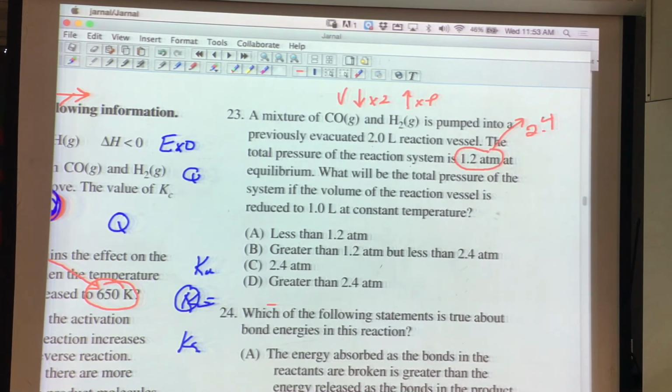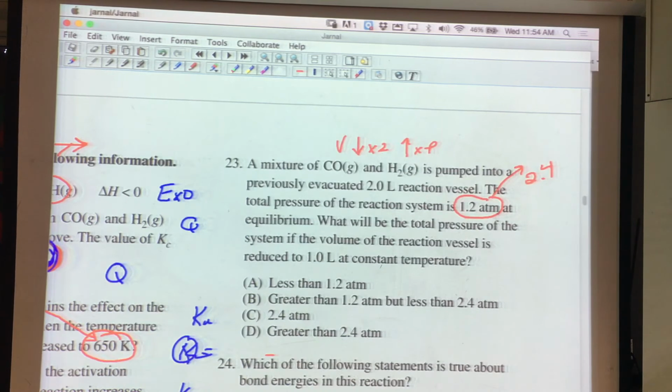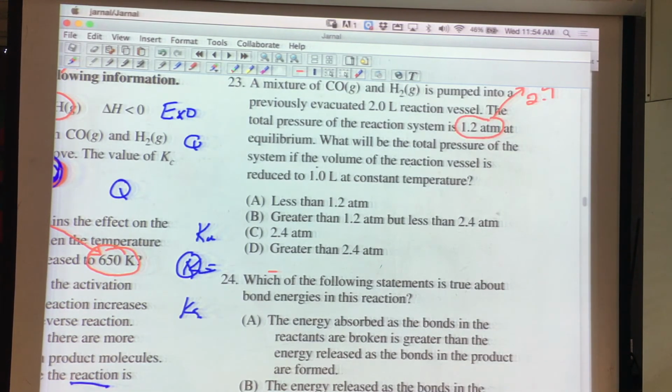But what do we know? If you look at the reaction, some of the CO and H2 are going to combine to make fewer gas particles. So we can't expect the pressure to double. It would double if these guys didn't react, but three gas particles making one would decrease that pressure below 2.4. It would definitely increase, but it wouldn't be as great as 2.4. So I would say greater than 1.2, but less than 2.4. And the reasoning behind this is because some of it's going forward.